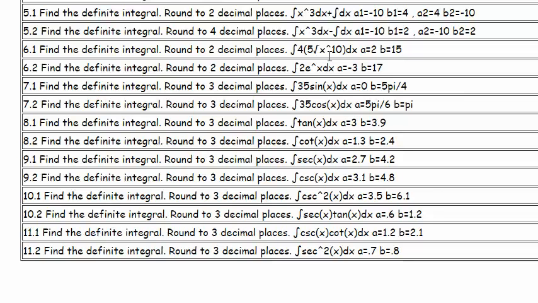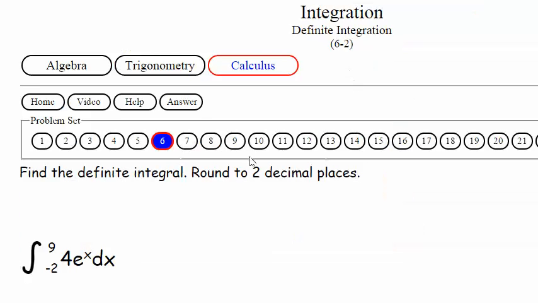What are we doing? Do we do that? 6.1, 6.2. Click there. Or you could click there. Click somewhere.